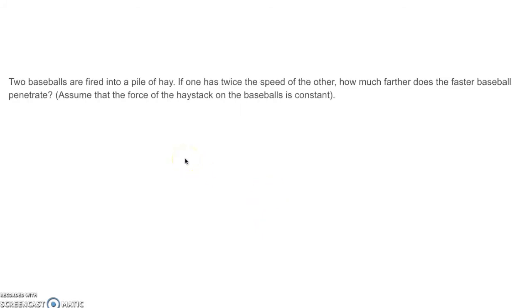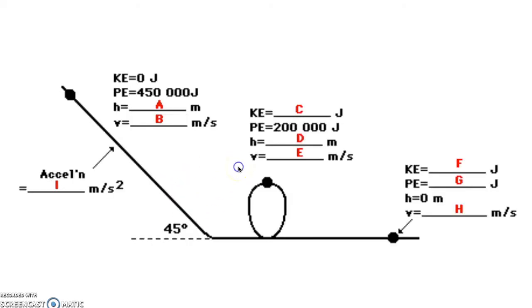Two baseballs are fired into a pile of hay. If one has twice the speed of the other, how much farther does the faster baseball penetrate? Assume that the force of the haystack on the baseballs is constant. So if one has twice the speed, if you square 2, you get 4. So the faster one will go 4 times farther into the hay, because v squared equals d, like we talked about earlier. Quick way to do that one.